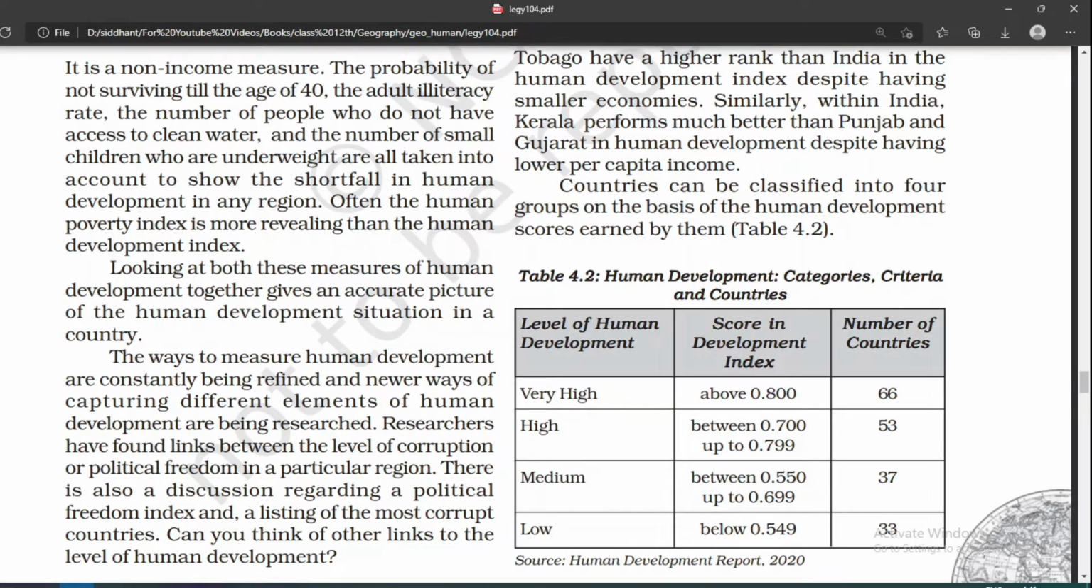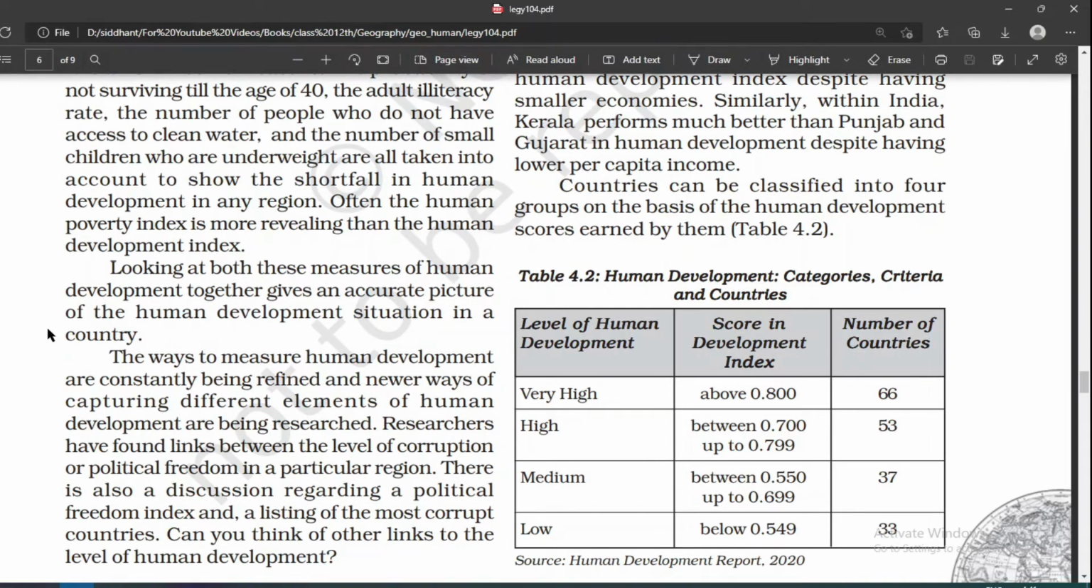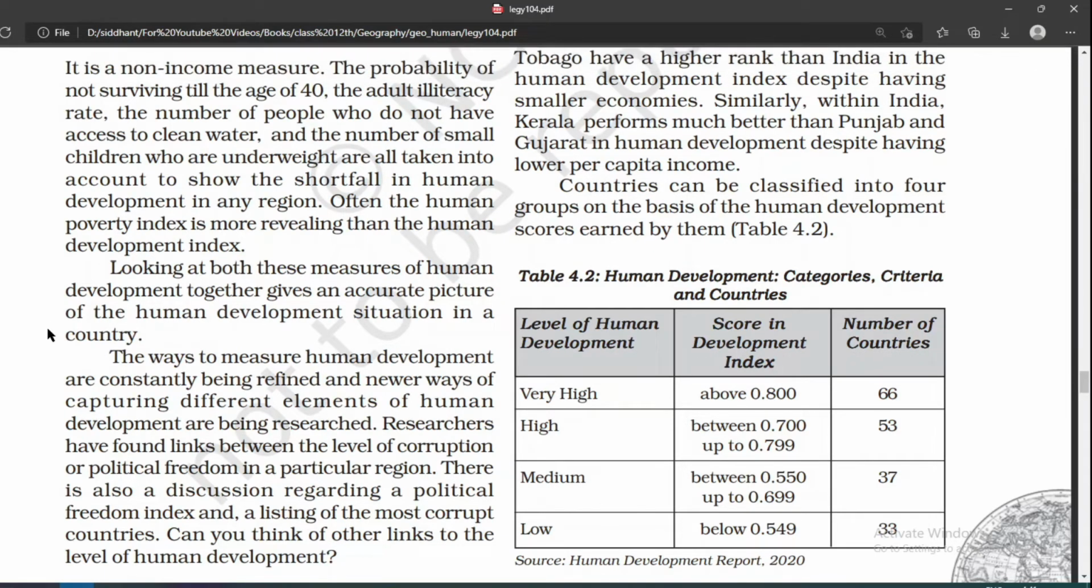The ways to measure human development are constantly being refined, and newer ways of capturing different elements of human development are being researched. Researchers have found links between human development and the level of corruption or political freedom in a particular region. There is also a discussion regarding a political freedom index and a listing of most corrupt countries. Can you think of other links to the level of human development?